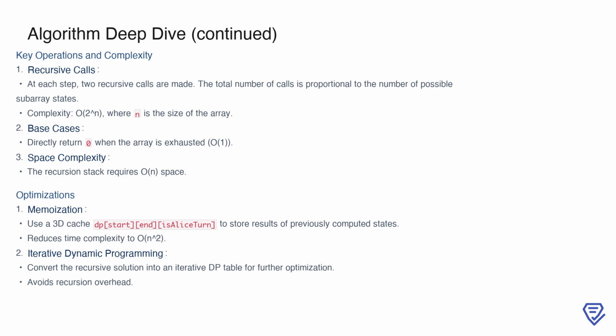To optimize this brute force approach, we can use memoization. By caching the results of previously computed states in a 3D array dp[start][end][isAlicesTurn], we avoid redundant calculations, reducing the time complexity to O(n squared). Additionally, we can further optimize the solution by converting the recursive approach into an iterative dynamic programming table. This eliminates the overhead of recursion while still achieving the same results, making the algorithm more efficient and scalable.